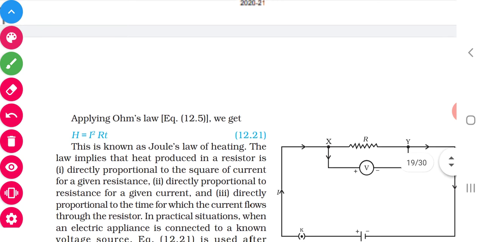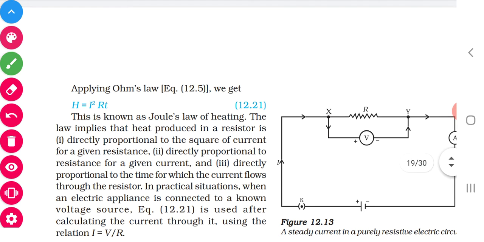So what is Ohm's law? What is Ohm's law, children? Can you recall the formula for Ohm's law? R is equal to V by I. Okay, this is Ohm's law, isn't it? R is equal to V by I.